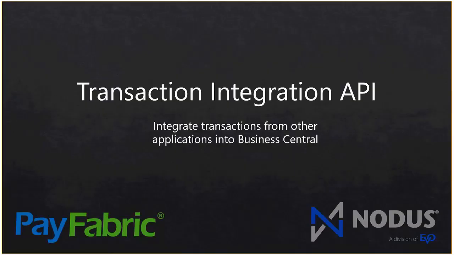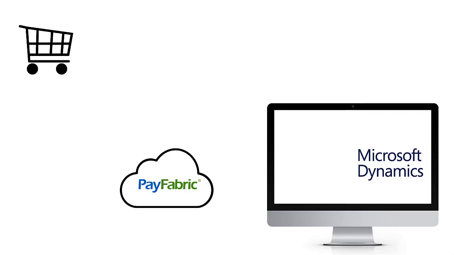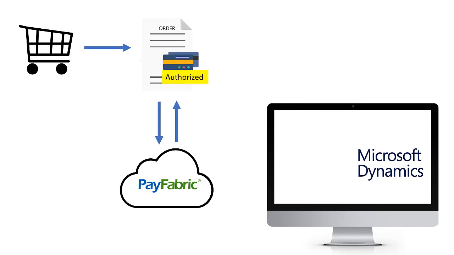The final feature today is our Transaction Integration API. This API allows for applications processing transactions with PayFabric to bring those transactions into Business Central. A good example of how this API can be used is with an e-commerce web store. First, the customer fills their shopping cart with items and gets ready to make a payment. The store can then safely use PayFabric to process an authorization against the customer's credit card.